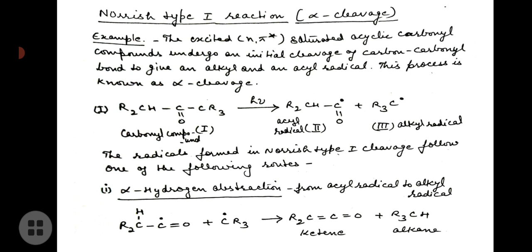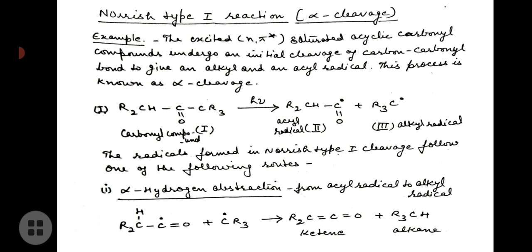The radicals formed in Norrish type first cleavage follow one of the following three routes. The first route is alpha hydrogen abstraction from acyl radical to alkyl radical. The second is decarbonylation, that is loss of CO, carbon monoxide. And the third one is hydrogen abstraction from alkyl radical to acyl radical. Let us discuss these three different routes one by one.